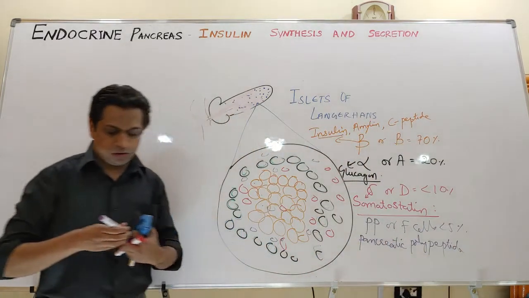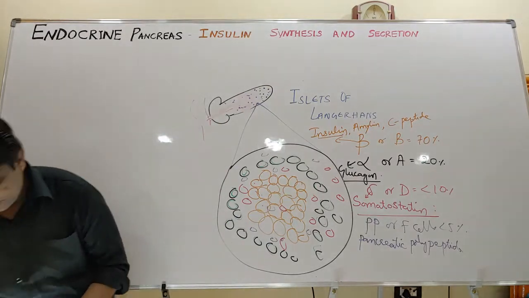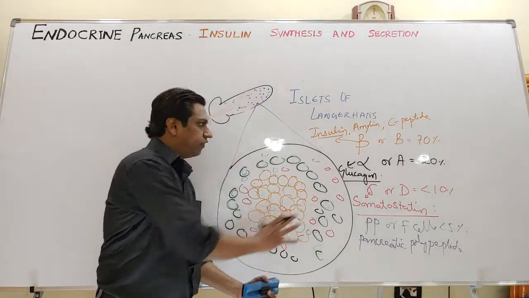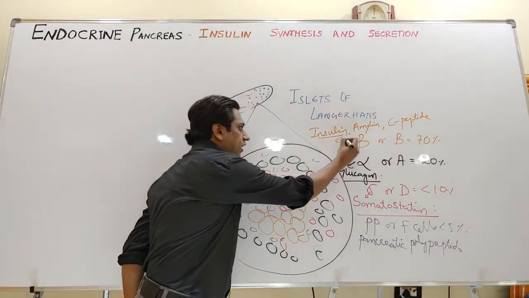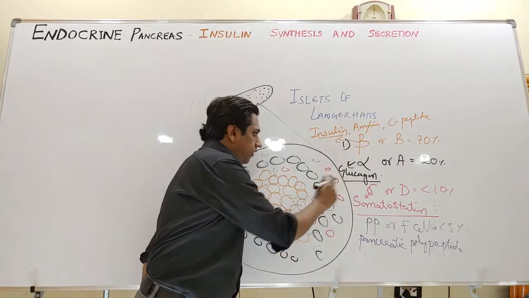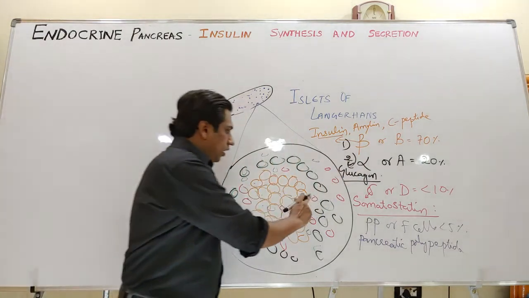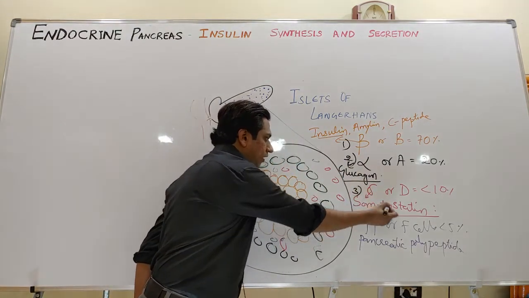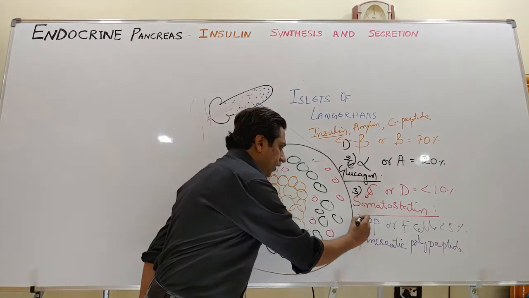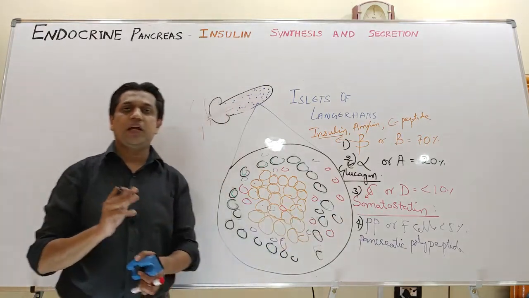I hope now the cells of the islets of Langerhans are clear. Let me revise the basic four types of cells present in the islets of Langerhans. First is the beta cell, which will secrete insulin, amylin and C peptide. Then at the periphery there are alpha cells, which will secrete glucagon. Then scattered delta cells, which will secrete somatostatin. And finally the pancreatic polypeptide or F cells, that is PP cells, that will secrete pancreatic polypeptide.